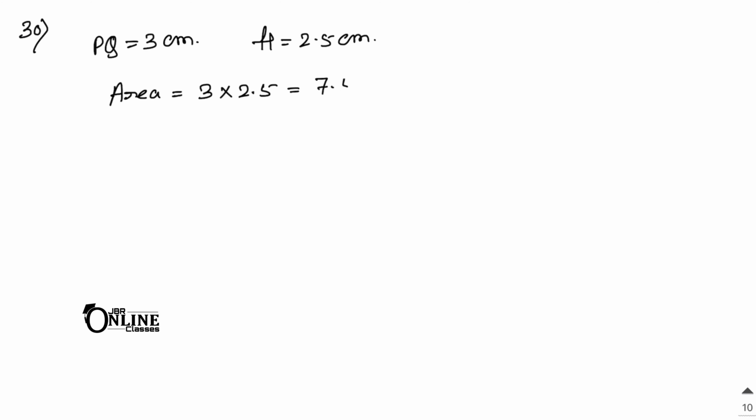So here in sum number 30, PQRS is a rhombus. If it is given that PQ equals 3 centimeter and the height of the rhombus is 2.5 centimeter, calculate its area. Again, a similar kind of problem. That means if PQ equals 3 centimeters, this one is the base, and the height equals 2.5 centimeter. You know the formula to find out the area, that is base into height. That means 3 into 2.5. So 7.5 centimeter square is your answer.